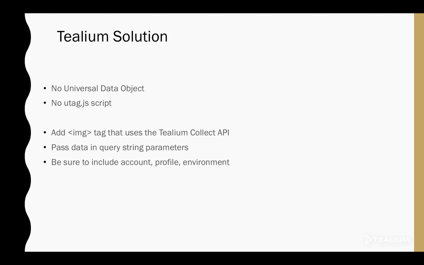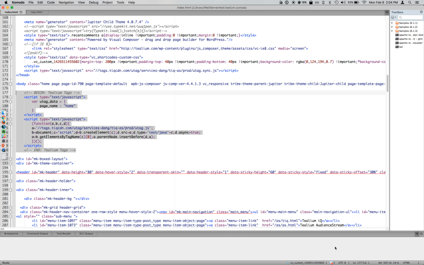API. This API can accept data being passed as query string parameters, and within that you can pass information like the account, the profile, the environment. You can pass through any other parameters that you would typically declare as part of that UDO. So let's see what this looks like.